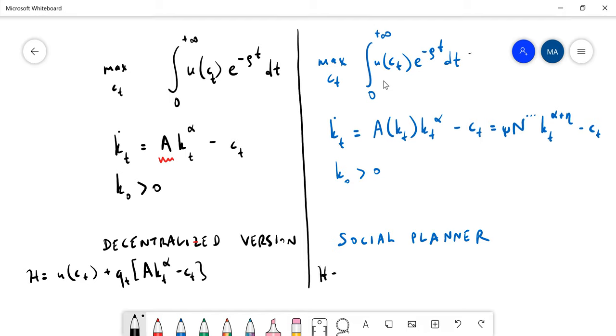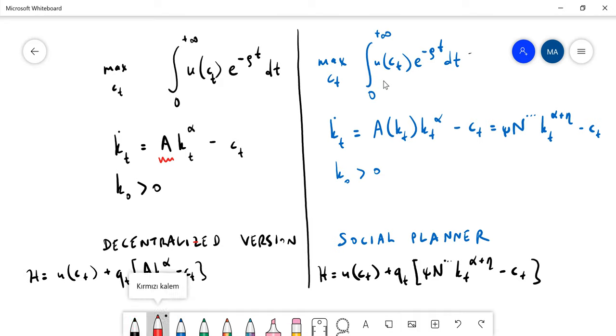And here, when you write the Hamiltonian, you have U plus q_t, but now you have c and something, k_t^(alpha plus eta) minus c_t. And as you see, these two are different, right? This term will have a different exponent right now. The social planner internalizes the externality. So the optimal paths will differ, and the long run growth will also differ.